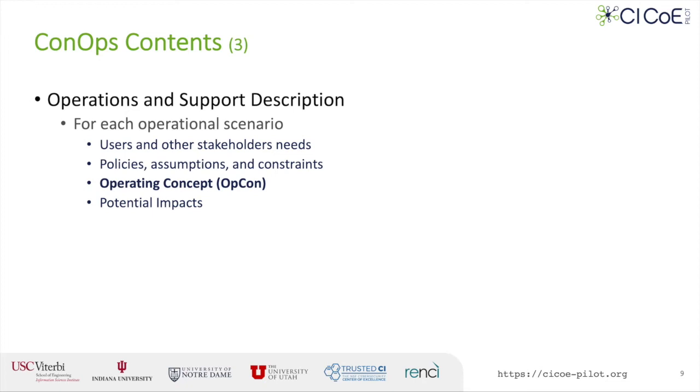So basically this is the longest part of your ConOps, where you're going to go into the details of the system. For each operational scenario, you're going to provide the users and other stakeholders needed for this operational scenario, and the policies, assumptions, and constraints. The operating concept: it's not an operational design document, but it's more detailed information on how this system is going to work to support this operational scenario, and what the potential impacts of this operational scenario are. So basically you want to identify any relevant operational scenario, or some people would say some kind of use case, that would be relevant for all the stakeholders that would be reading this ConOps document.